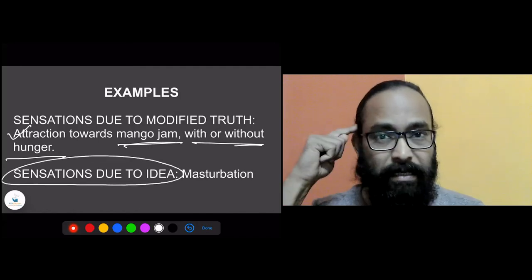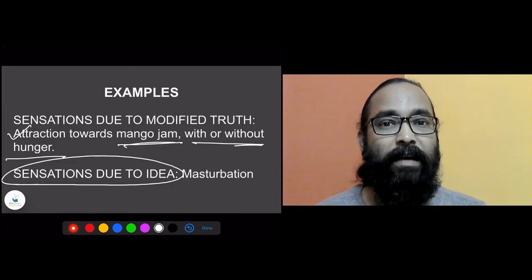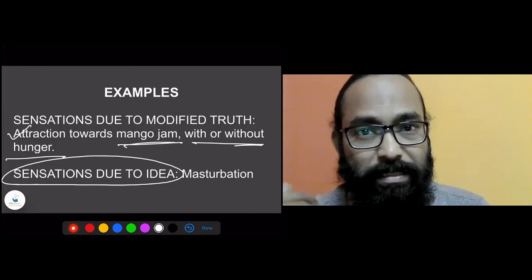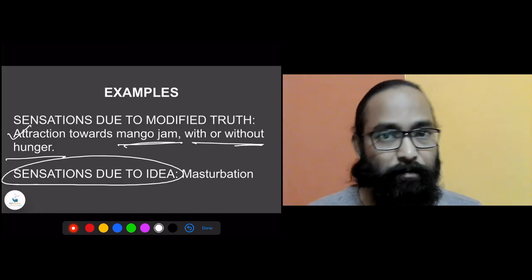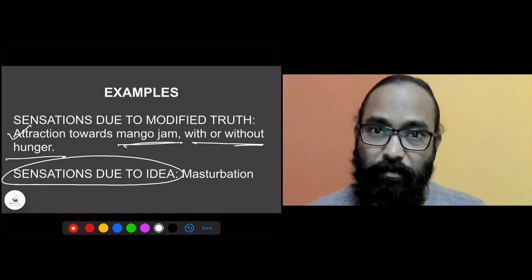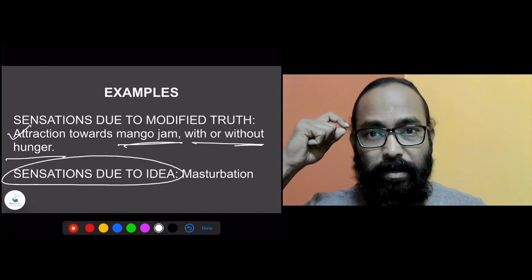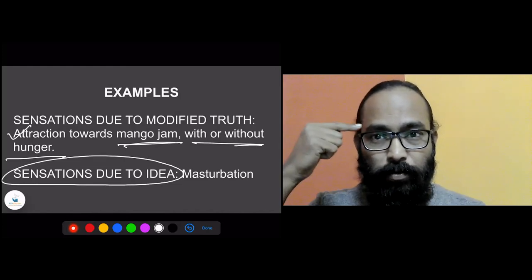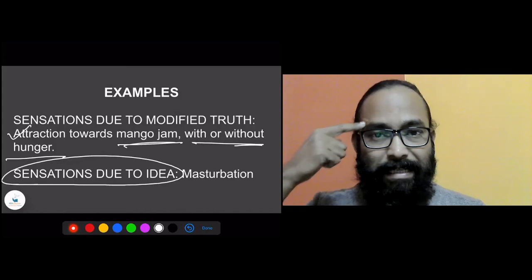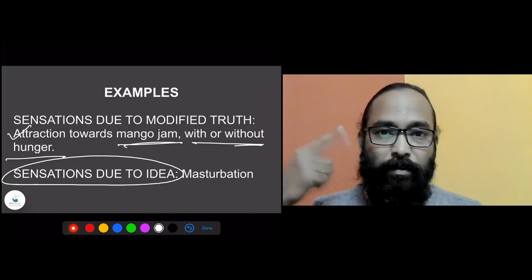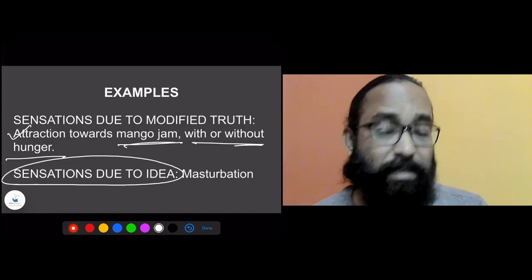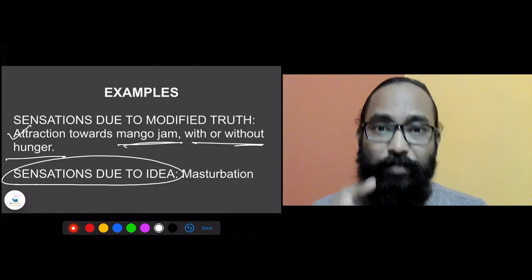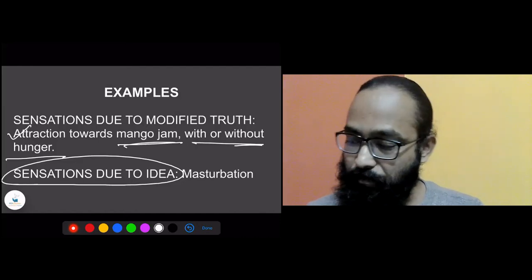Now, an idea comes into the mind and I start enjoying my bodily physiological sensation. An example is definitely masturbation, where some sexual idea comes into mind, which is not a confirmed truth. Now that is producing some kind of physiological sensation and I start enjoying that. So this is an example of the reality, individualized, customized reality.